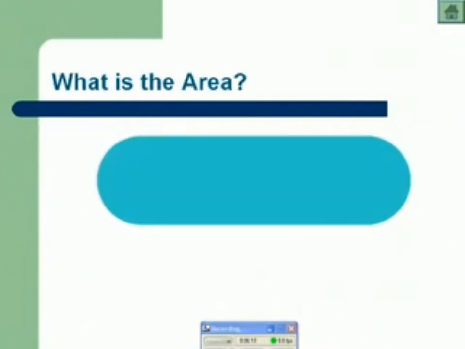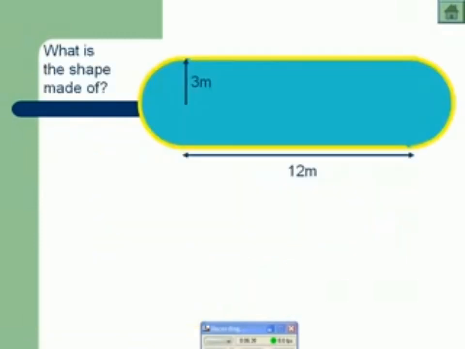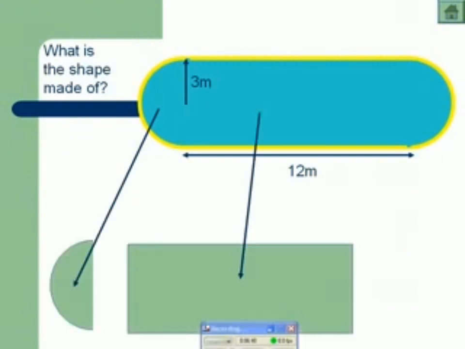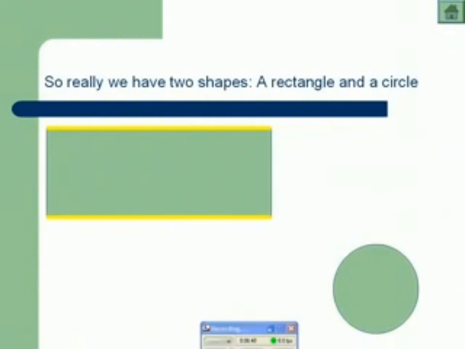So we've got to find now the area of this composite shape. Again, it's exactly the same question that we had before, with it being 12 and 3 meters. Again, we know that the area is the amount inside the shape this time, and as before, it's going to be made up of our rectangle and 2 semicircles. One semicircle, rectangle, and other semicircle. So as before, we know we've got a rectangle and a full circle to find the area of.